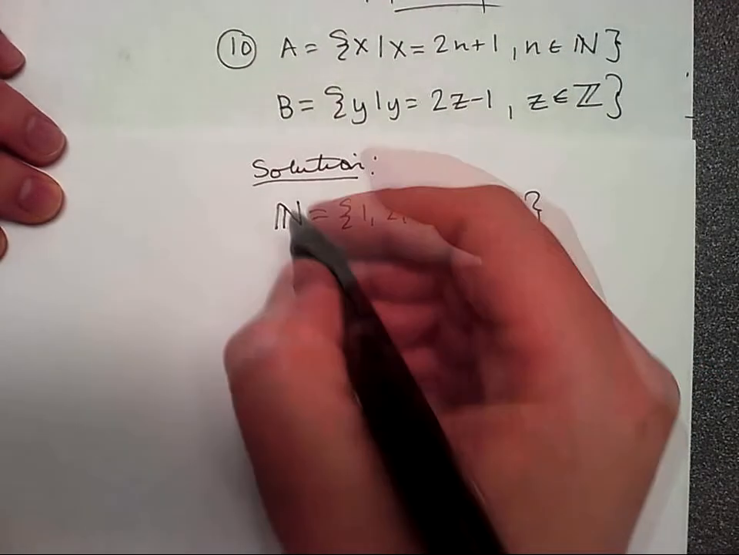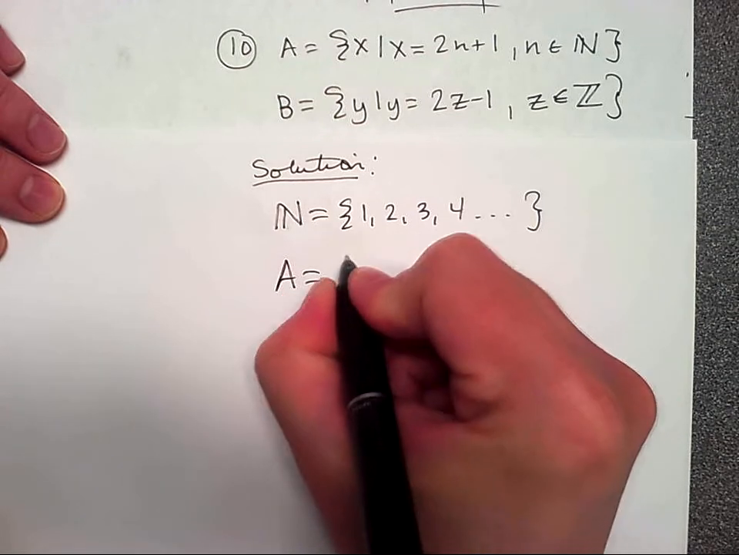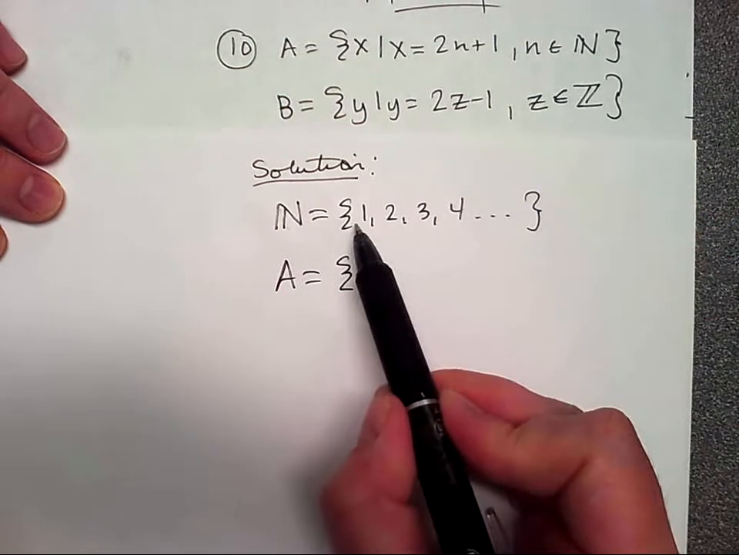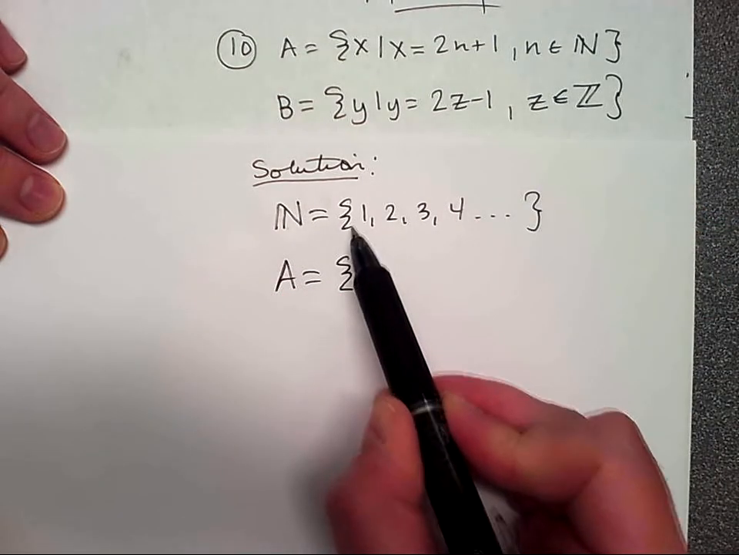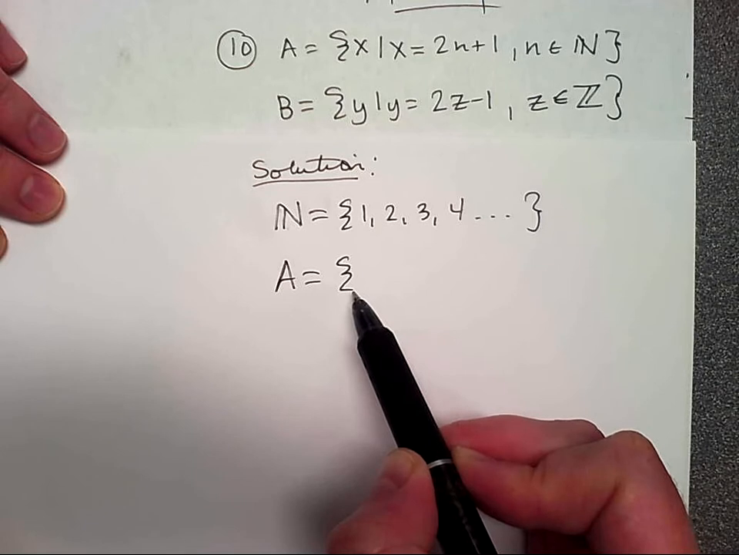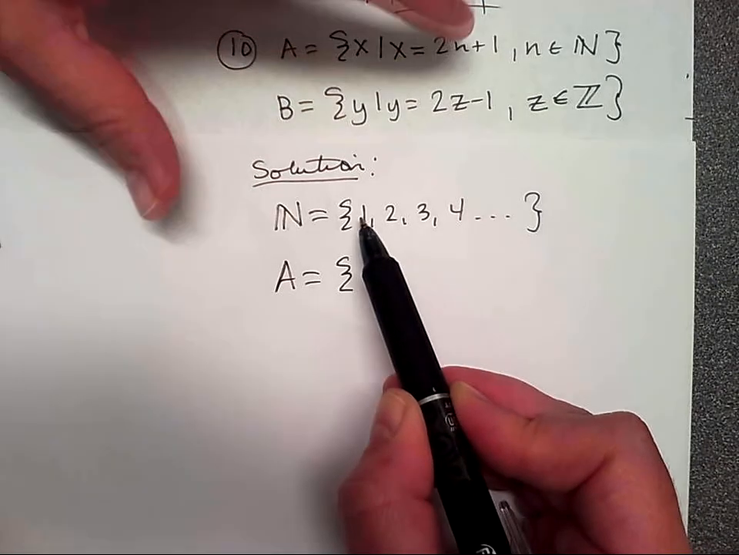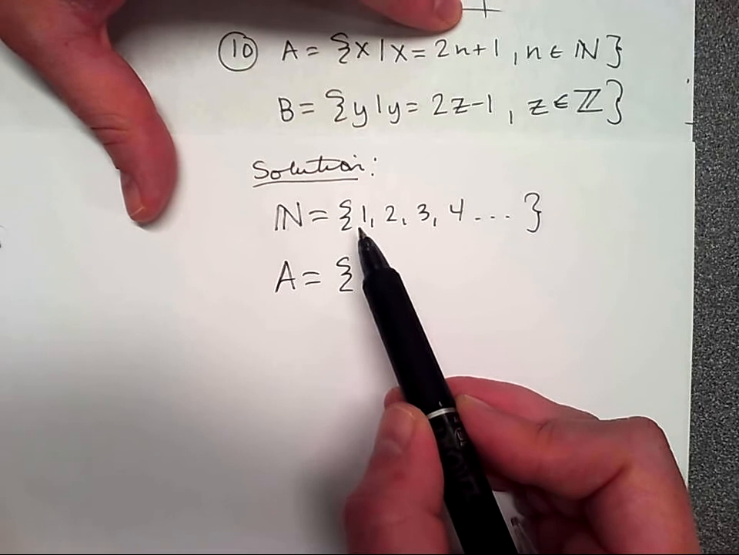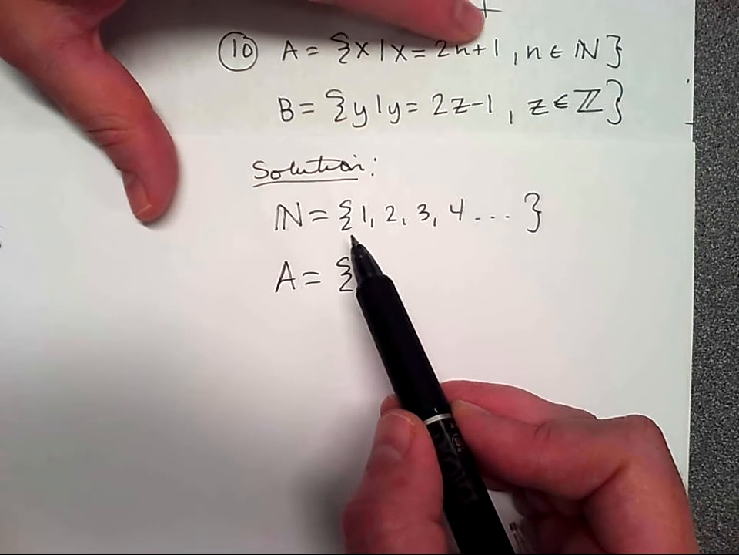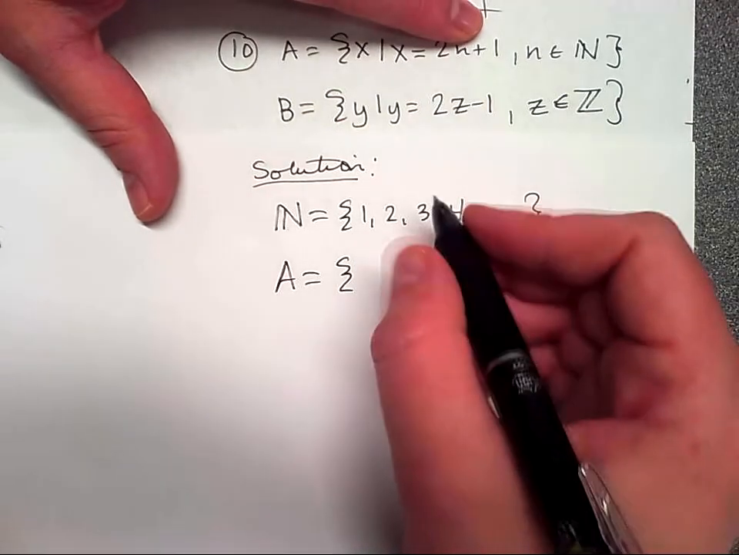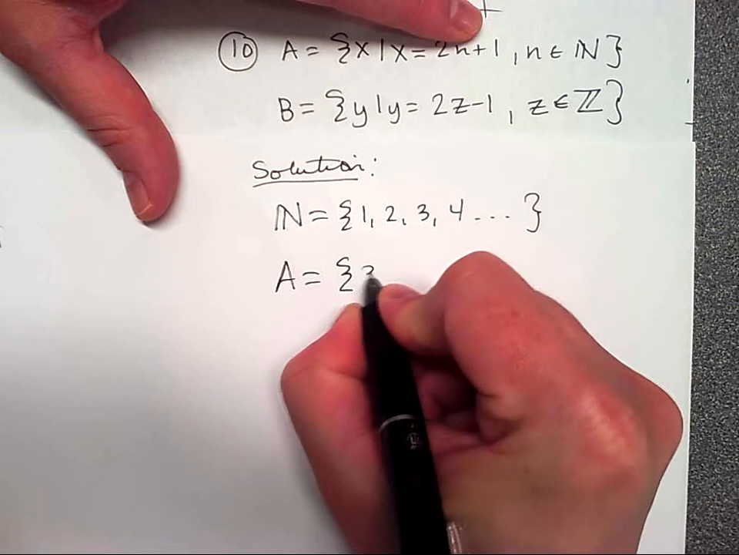Okay, so these are the natural numbers, which makes set A equal. I'm not starting with dot, dot, dot in the natural numbers, so I'm not starting with dot, dot, dot in my set A, right? I'm going to plug 1 in. 1 times 2 is 2, plus 1 is 3.